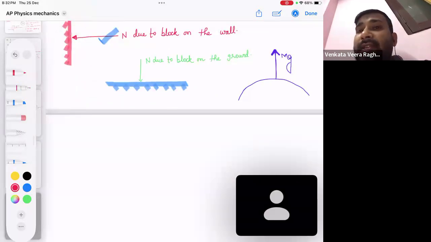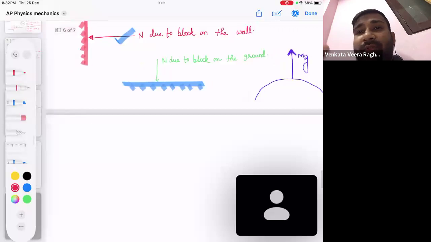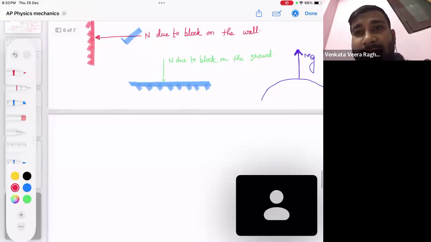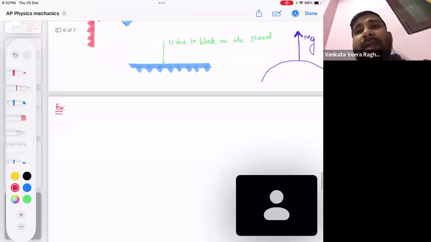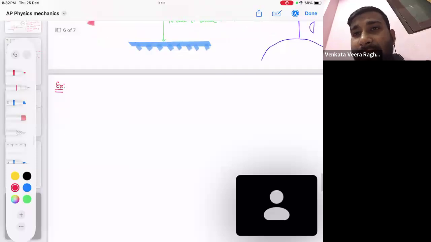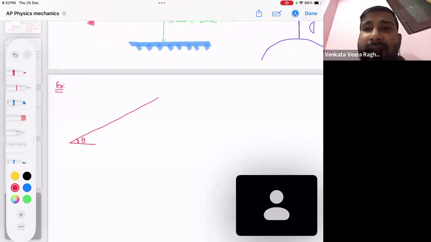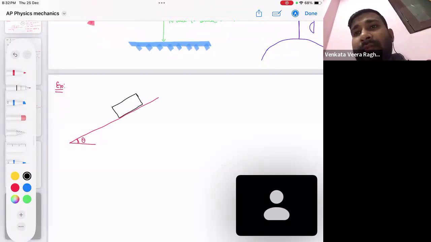to draw the direction of the normal force. So let's see the next example and see how the normal will be acting. Let's say an inclined plane is there, with some inclination, and a block is kept on the inclined plane. The mass of the block is m. Up till now we know two forces, isn't it? Normal and mg. So just tell me the direction of normal and mg here.